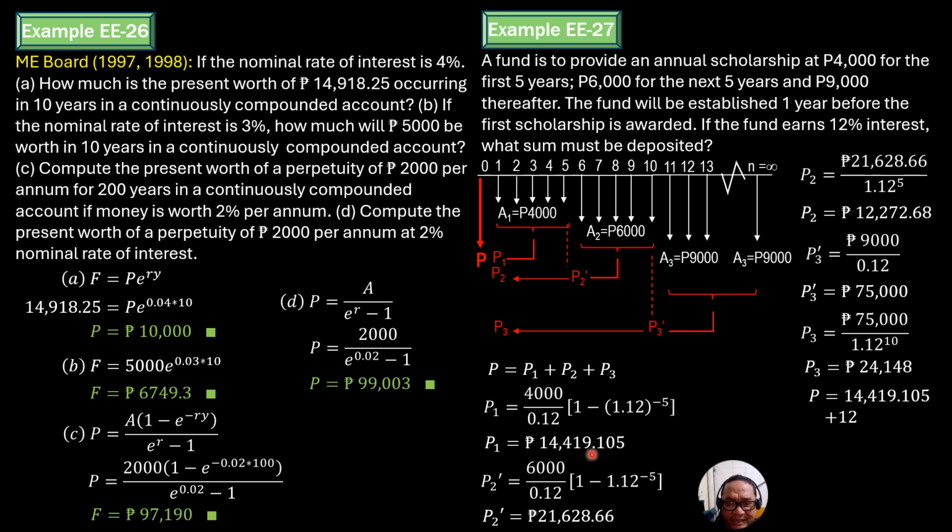Finally, we can now compute the present worth. We add all these: P1 plus P2 plus P3. And that is equal to that value there. So that's it for this video. It's very lengthy.